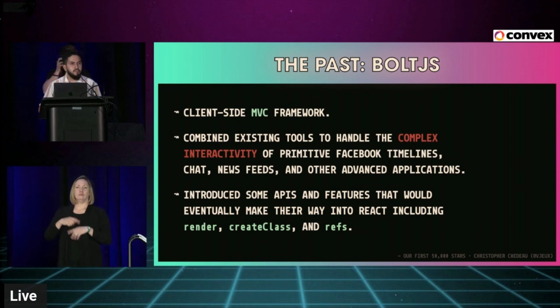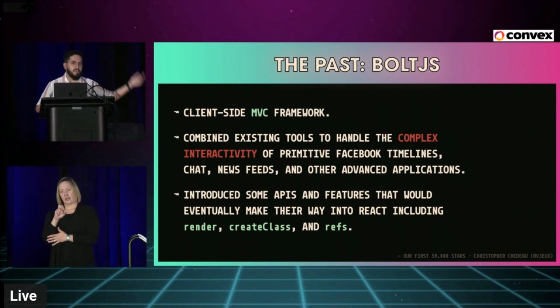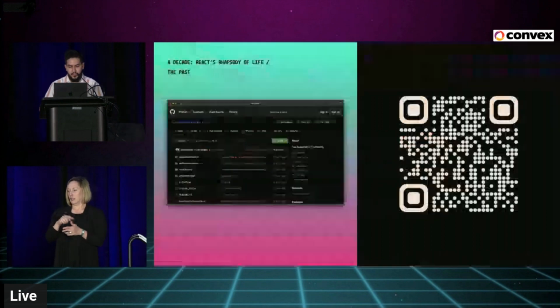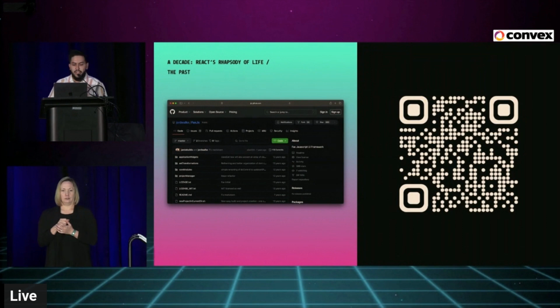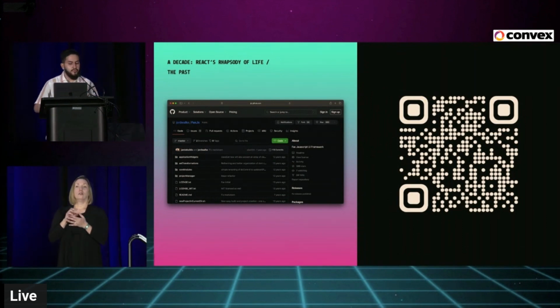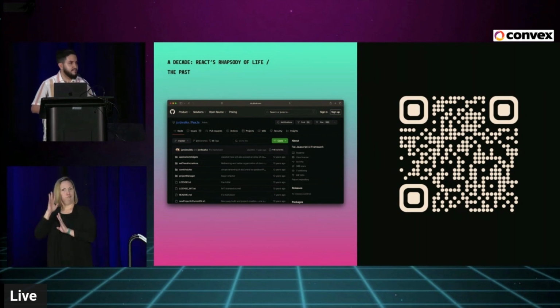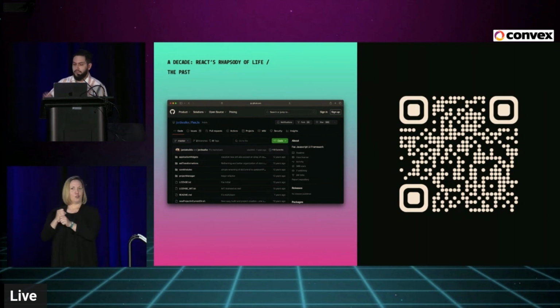And also, it was the thing that introduced a lot of things we know nowadays, like the render or the createClass thing we had in React, and the idea of refs. As the applications at Meta grew more and more sophisticated, the complexity of the code base evolved, and that's when Jordan Walke, who most of us probably know as the father of React, created this thing called FaxJS that you can find over there.